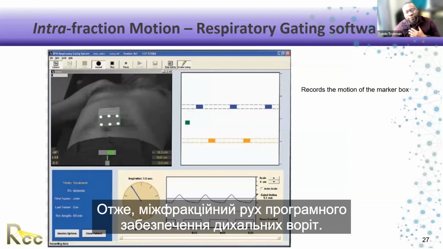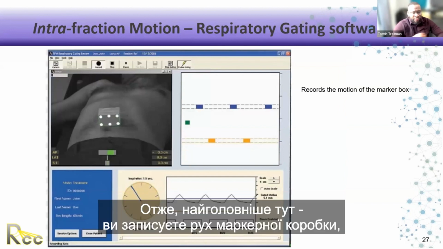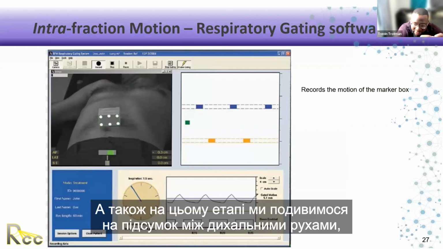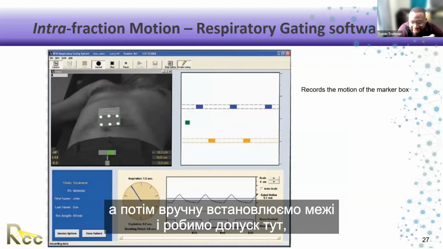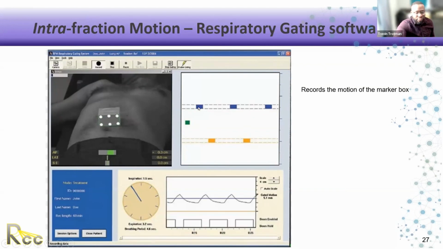So, interfraction motion for respiratory gating software. The most important thing here is you record the motion of the marker box. But the biggest thing is the camera captures the reflectors. And at this point, we will look at the summary of the respiratory motion, and then manually the boundaries are set and the tolerance is made on this part of the computer.